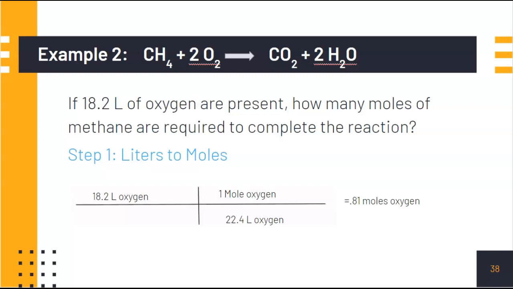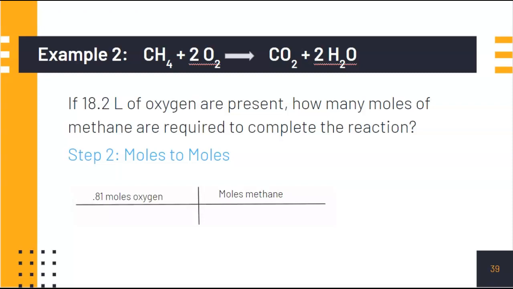So now I've got my moles of oxygen, and thankfully that's going to be really helpful for step 2. I'm going to do my mole to mole.